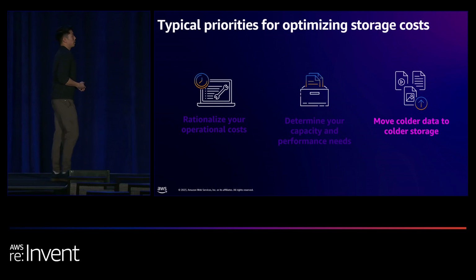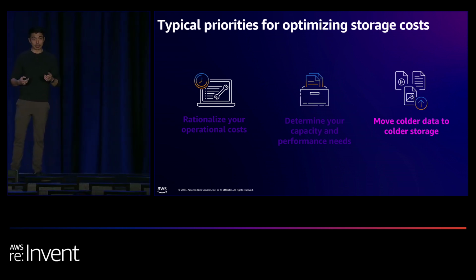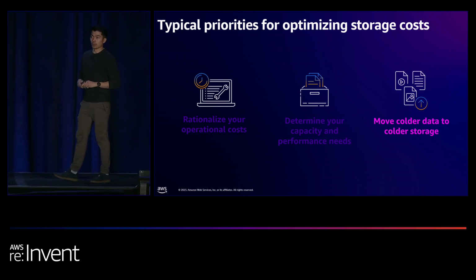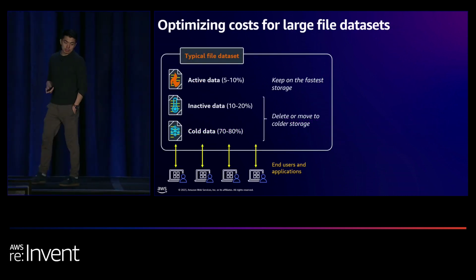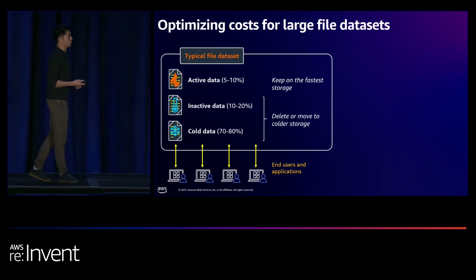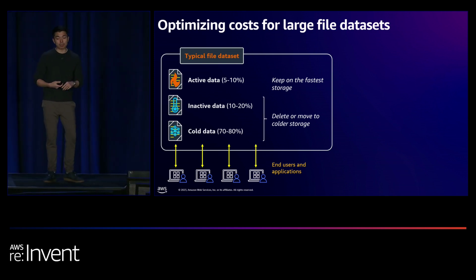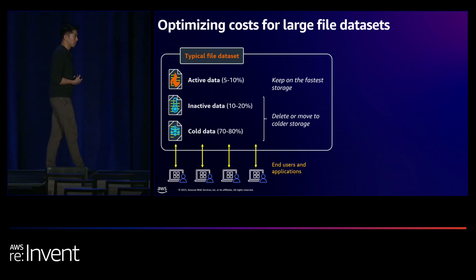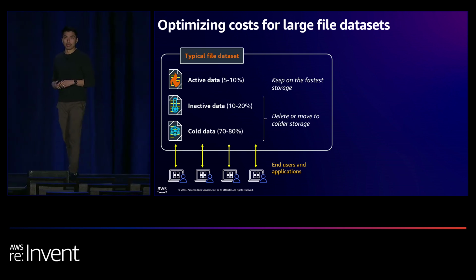So the third priority, or the third way that we typically see builders optimize costs, and really the focus of this session, is by moving their cold data to colder storage. But before we dive in, let's talk a little bit about the why. So why do builders need to move data to cold storage? Well, when you look at a typical file share, and we know this from managing millions of file systems over the 7 years that EFS has been around, there's usually a mix of data within a file share.